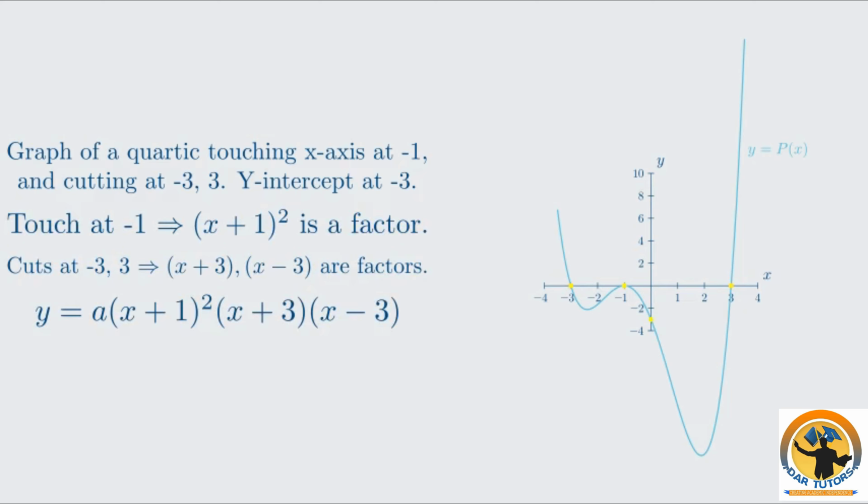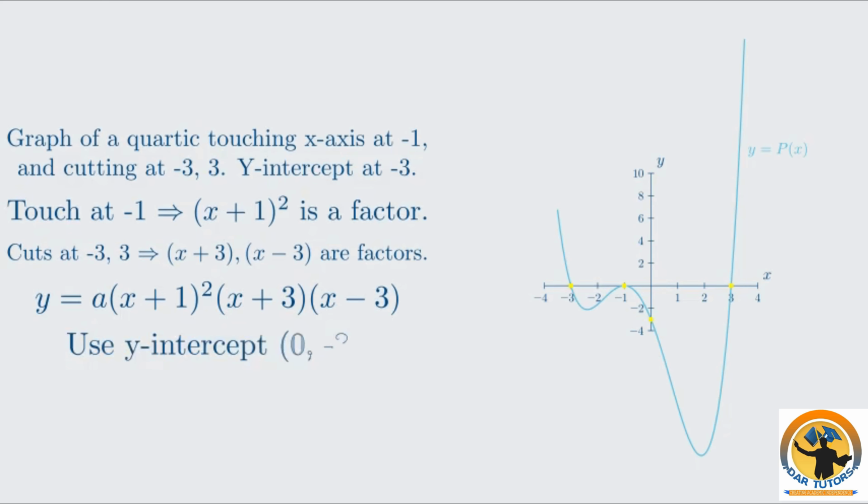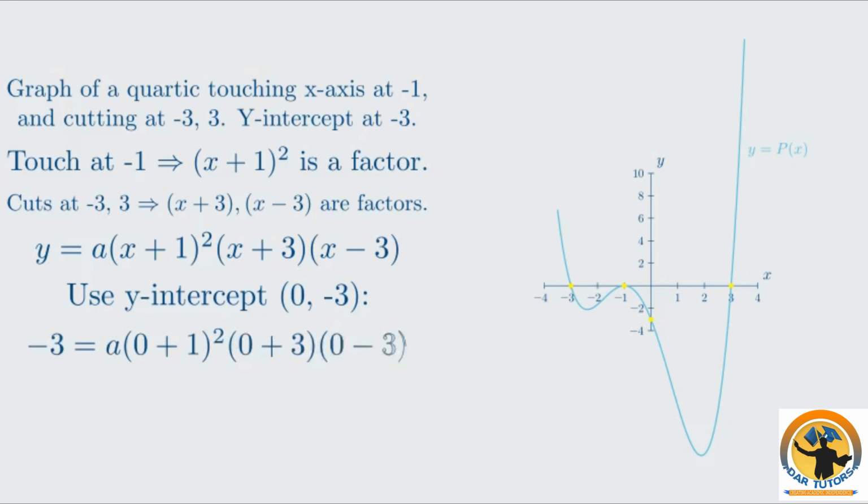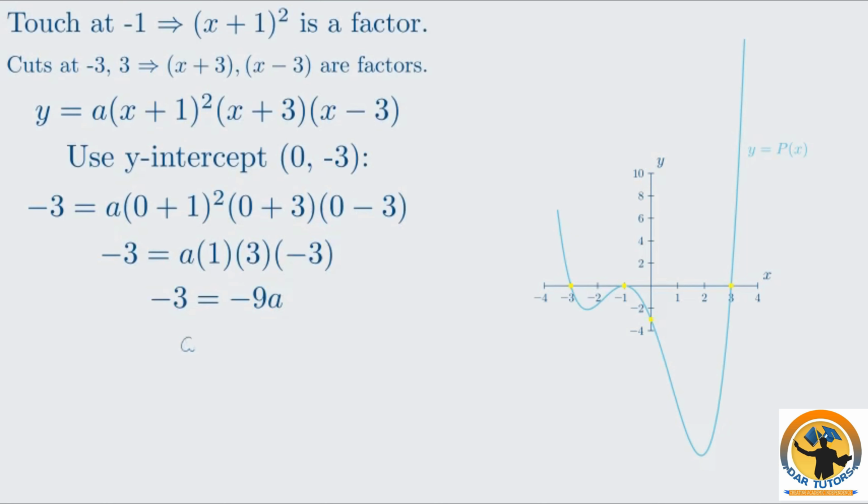So the equation is y equals a times the quantity x plus 1 squared times x plus 3 times x minus 3. To find a, we use the y-intercept, 0, -3. Substituting these values, we get -3 equals a times 1 squared times 3 times -3. This simplifies to -3 equals -9a, so a equals 1/3.